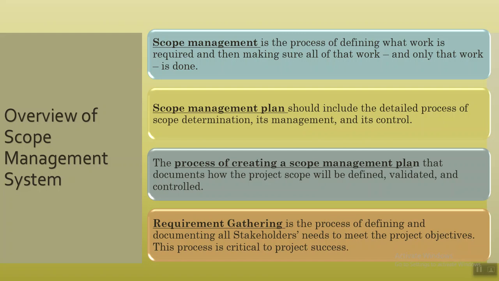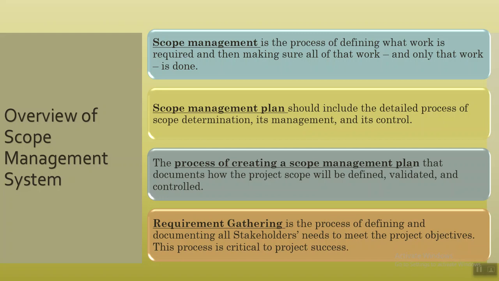Scope management plan should include detailed process of scope determination, which means that the correct scope has to be identified first. Then that scope is to be managed throughout the project, and at last we also need to take care that the work in the scope is not out of our control. Hence, the scope needs to be controlled according to the capacity.